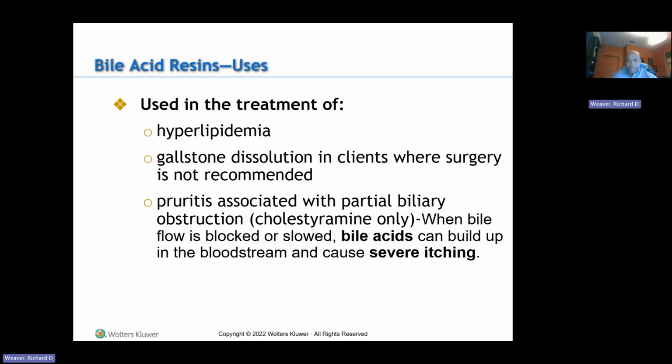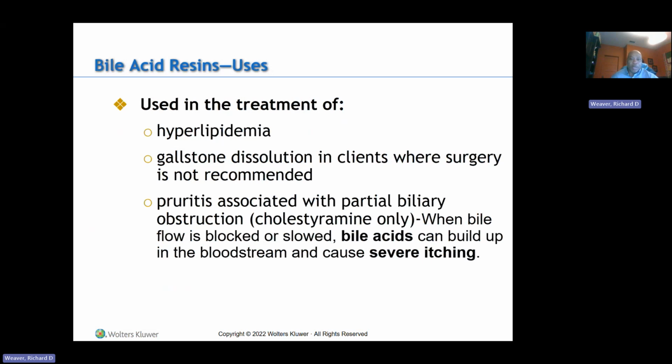So they use it for that purpose. It says here gallstone dissolution in clients where surgery, cholecystectomy, is not recommended. So these patients essentially can't have a surgery. That reads really funny though.